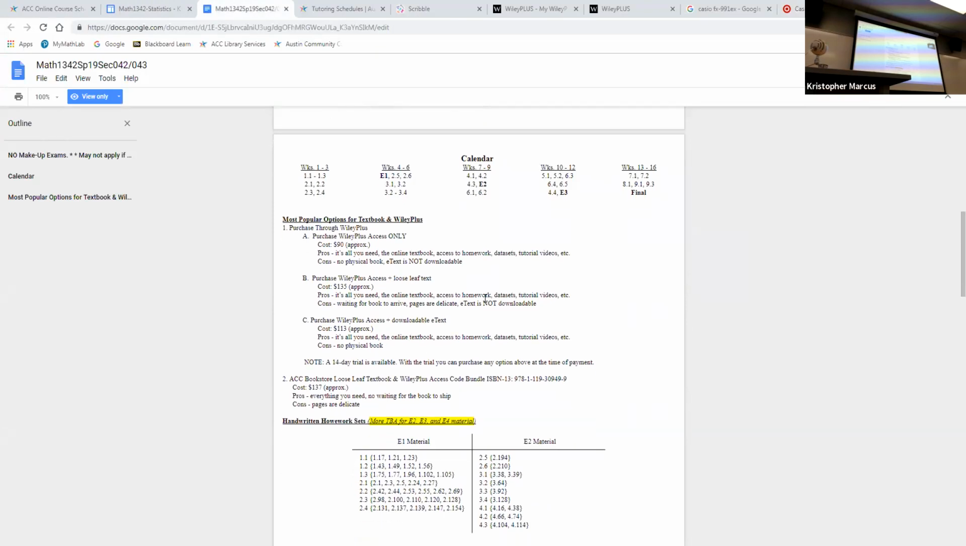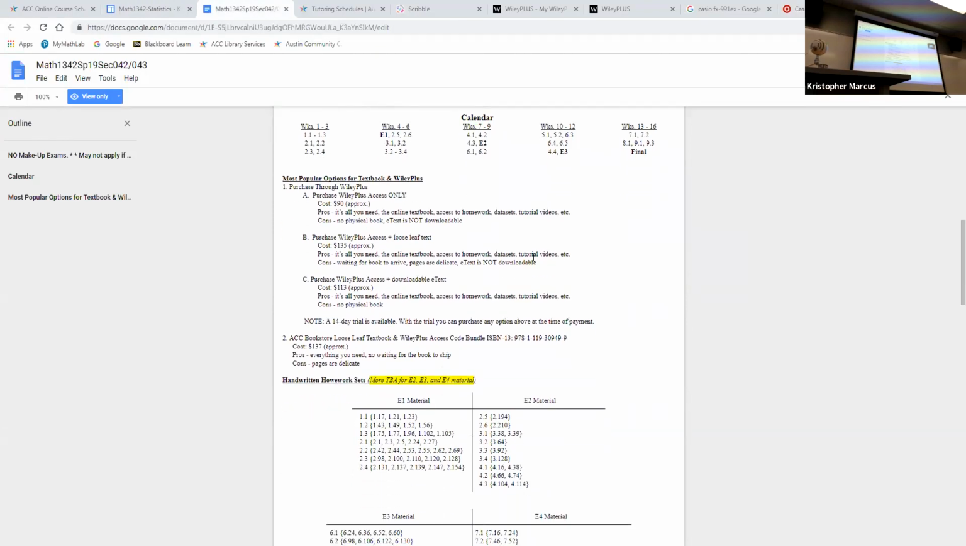Okay, other things here on the second page. The calendar is just a tentative calendar. It tells you about the speed at which we need to go through the course and when the exams will occur. The first one occurs around week 4. The next one, exam 2, is around week 8. So it just gives you a ballpark of when they will occur. Things might get changed up, just depends on how the semester goes.